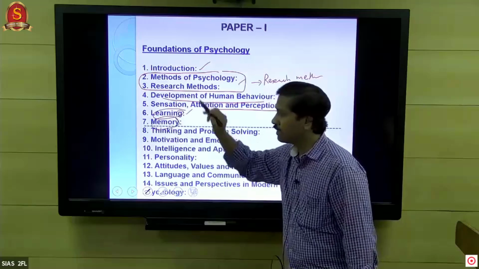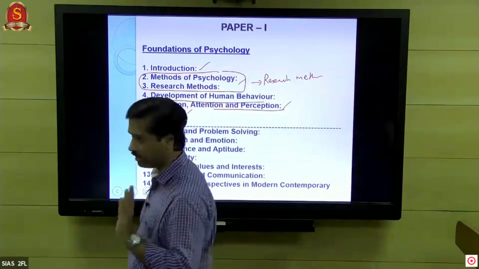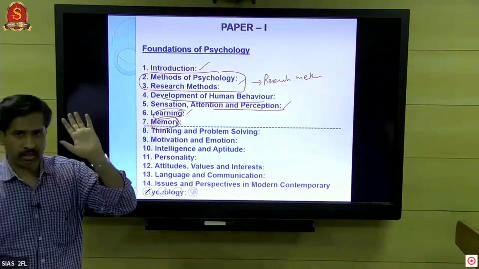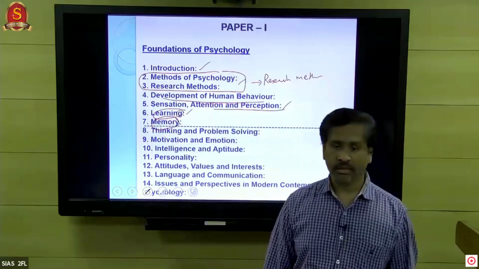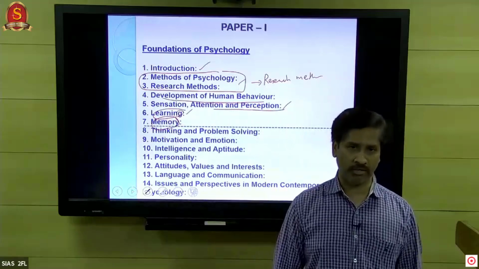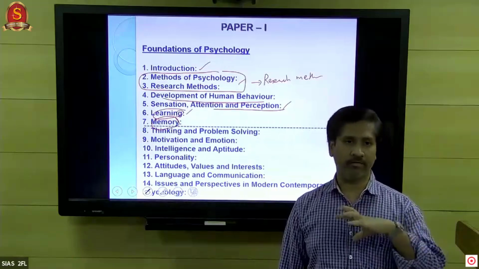Then comes memory. Here we will understand how our memory system works; we will not get into the biological factors. We'll try to understand that there are three systems of memory: sensory memory, short-term memory, and long-term memory. How the memory system works, how forgetting happens, and how we take in information.